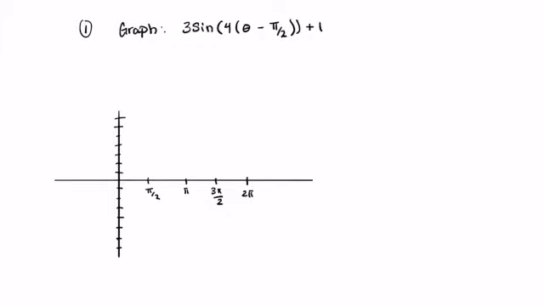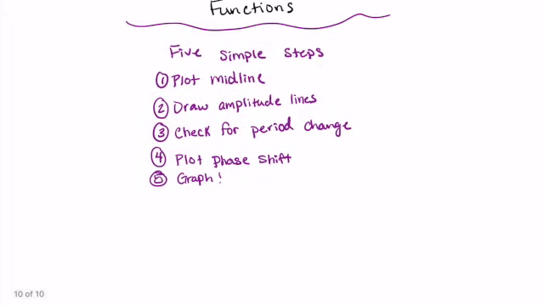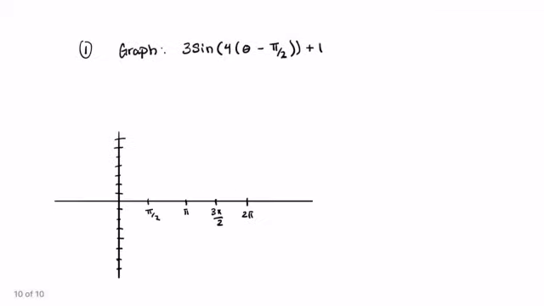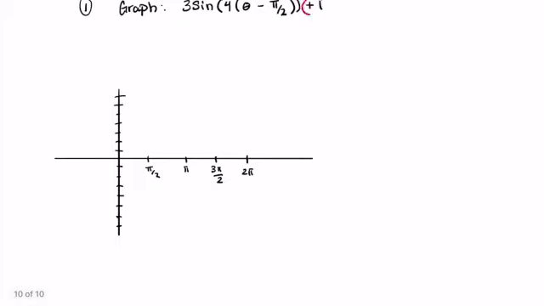In this problem, they give us 3 times sine of 4 times theta minus pi over 2 plus 1. So the very first thing that I'm going to do is I'm going to look at my 5 simple steps. The first thing is I want to plot my midline. So I know that my midline is always the number that's adding or subtracting to my trig function. So I'm going to move my whole graph up 1, and I'm just going to draw my line in there. And that's my midline.